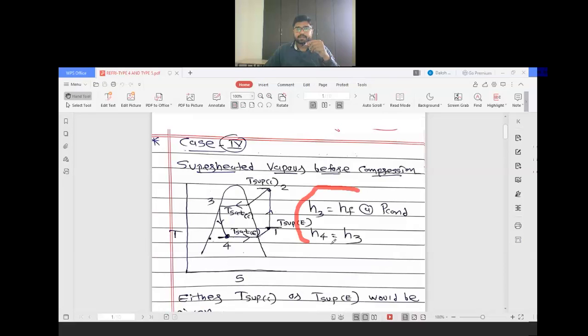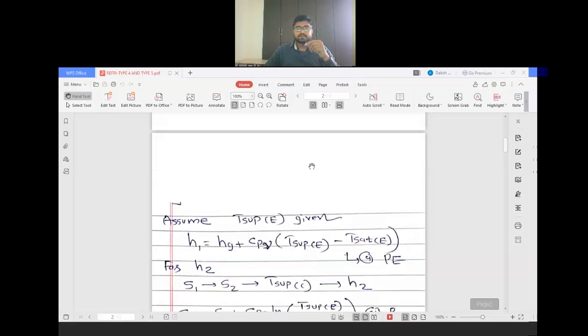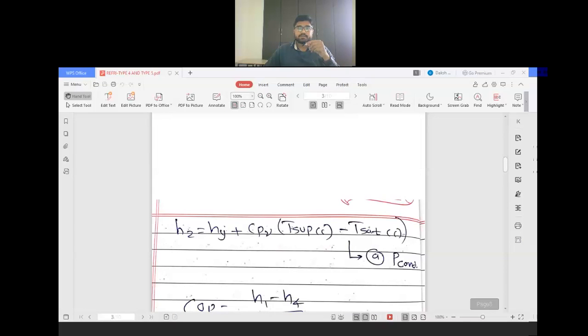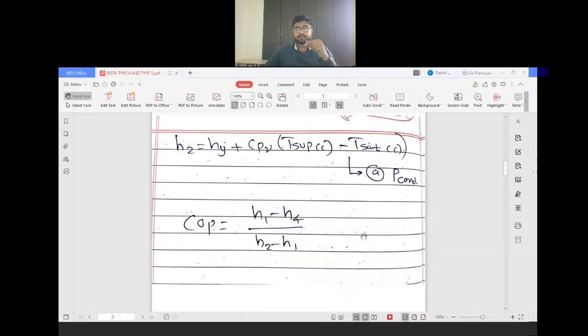Clear? And if T superheated evaporator is given, then H1 also you can easily find out. But the procedure for H2 is lengthy. Here you can see ultimately we found out the H2 by that lengthy procedure. And once you got all the enthalpy, you can find out COP. Clear? So let us try one example.